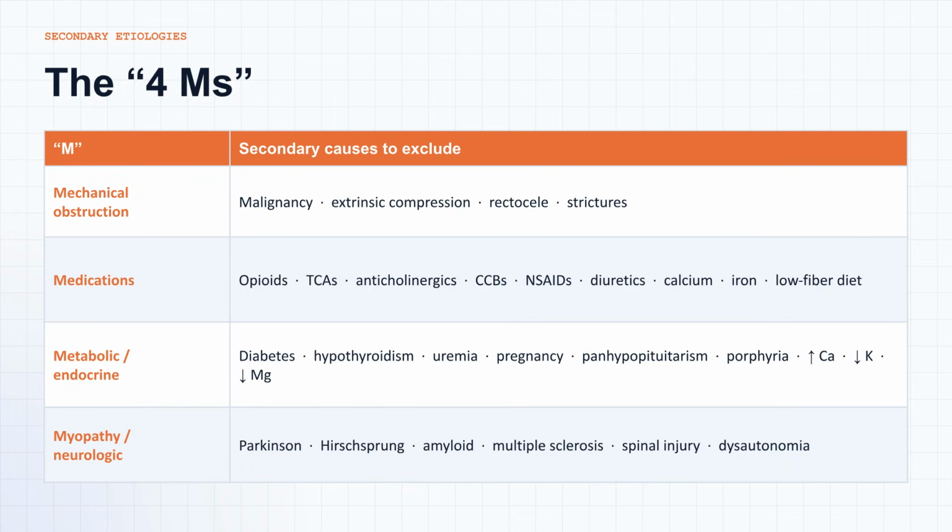Medications: opioids, tricyclics, anticholinergics, calcium channel blockers, non-steroidal anti-inflammatory drugs, diuretics, calcium, iron, and a low-fiber diet. Metabolic and endocrine causes: diabetes, hypothyroidism, uremia, pregnancy, panhypopituitarism, porphyria, high calcium, low potassium, and low magnesium. And myopathy or neurologic disease: Parkinson, Hirschsprung, amyloid, multiple sclerosis, spinal injury, and dysautonomia. Work this list before you reach for a laxative. The answer is very often sitting on the medication list.